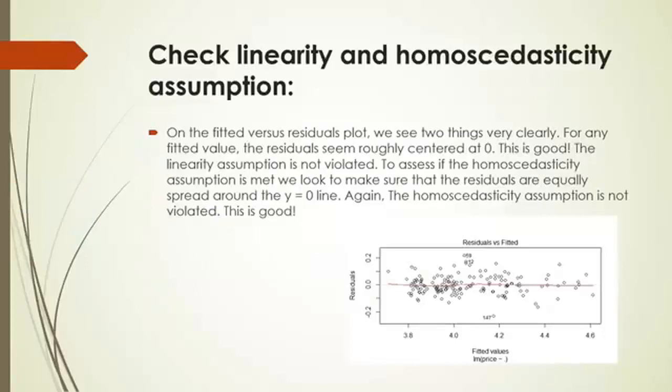Check linearity and homoscedasticity assumptions in our third model. On the fitted versus residual plots, we see two things very clearly. For any fitted value, the residuals seem roughly centered at 0. That is good. The linearity assumption is not violated. To assess if the homoscedasticity assumption is met, we look to make sure that the residuals are equally spread around the y equal to 0 line. Again, the homoscedasticity assumption is not violated. This is good.